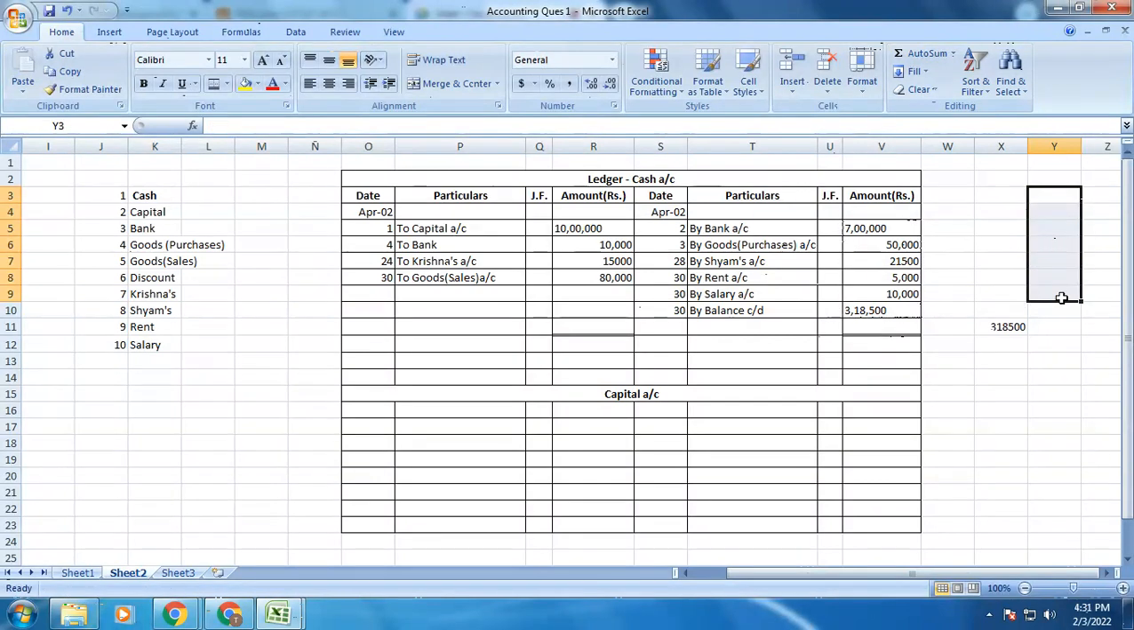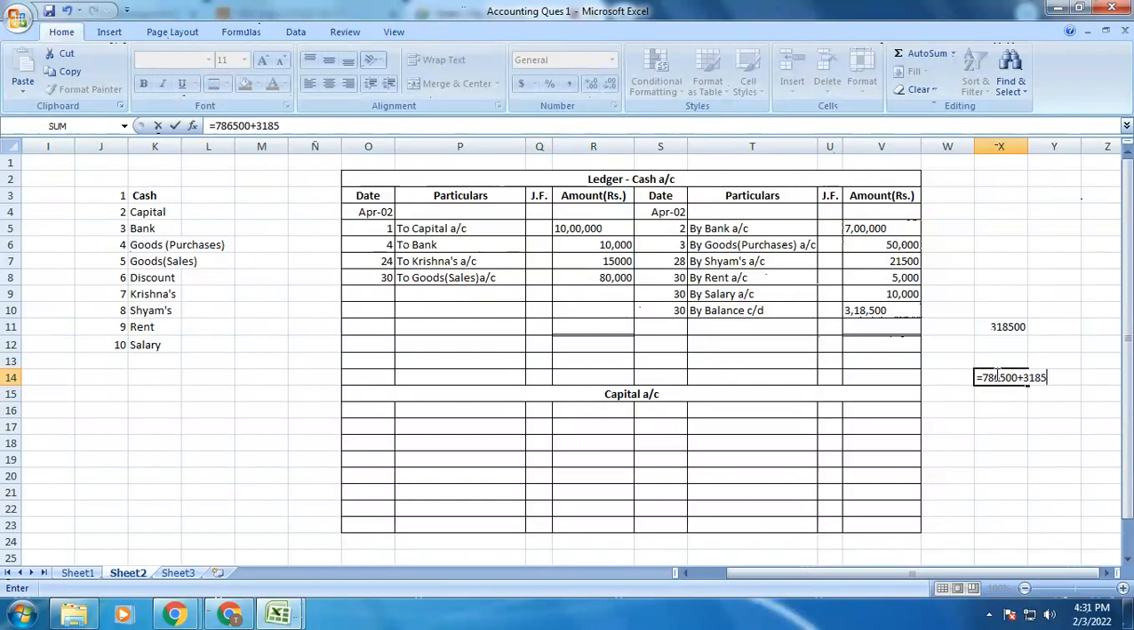Okay, so now how will we check this? Is equal to 7,86,500 was our right hand side, plus 3,18,500. 3,18,500 gives us 11 lakh 5,000 on the right hand side, which is the same as what we had on the left hand side. So this is known as balancing the account.